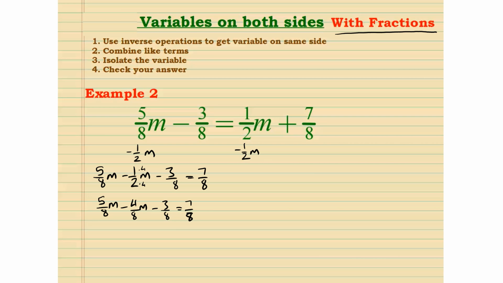We will do subtraction between m's here. We will have 1 over 8 m minus 3 over 8 is equal to 7 over 8. We will add 3 over 8 to each side.